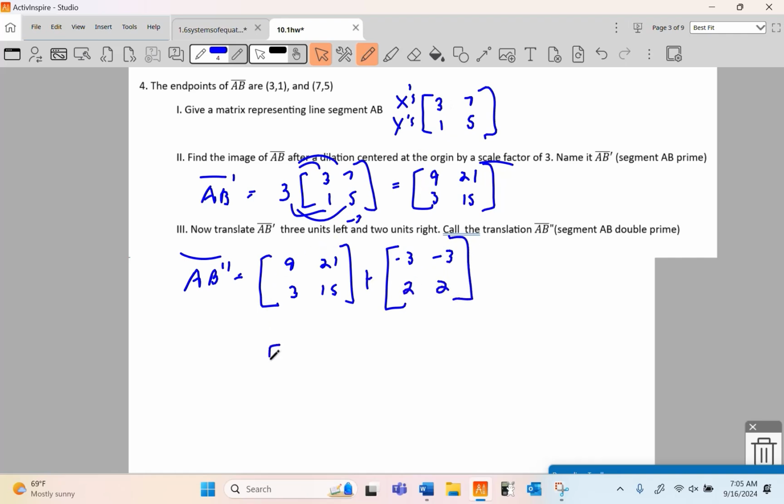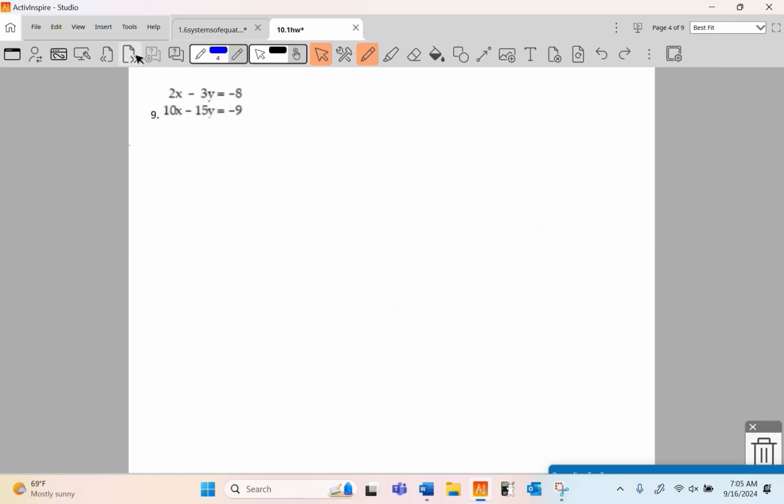9 minus 3, or 9 plus a negative 3 is 6. 21 plus a negative 3 is 18. 3 plus 2 is 5. 15 plus 2 is 17. There you go. There's AB double prime. It's not a terribly hard thing to do. But neither is graphing a line, and a lot of you guys can't do that either.